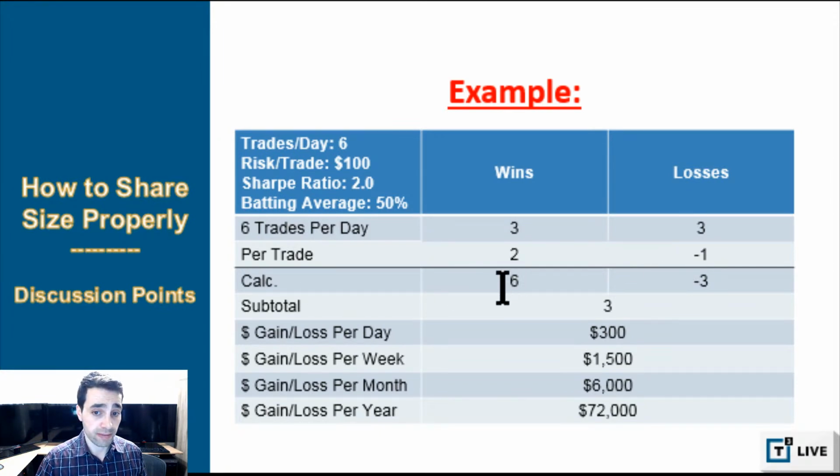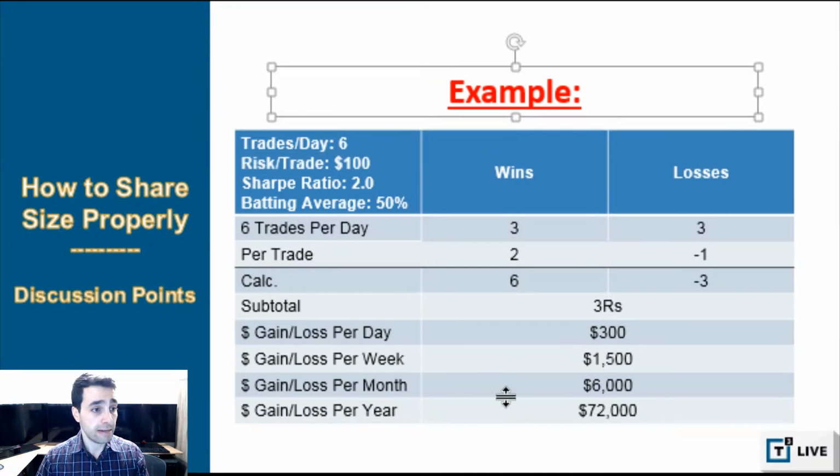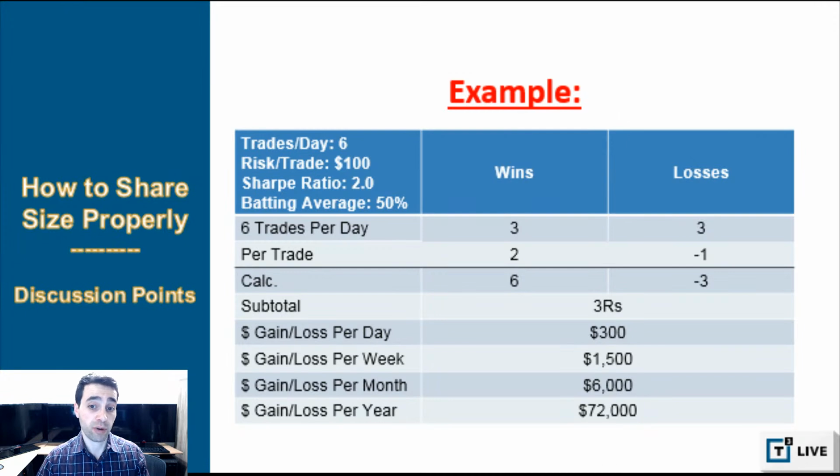So the calculation is 3 times 2 is 6. 3 times minus 1 is minus 3. The subtotal is 3. What's that mean? He makes 3 R's, or risk units, per day, which means $300 because his risk is $100 per trade. Does that make sense? And then per week times 5, that's $1,500. Per month, that's $6,000. Per year, that's $72,000. Got it? So assuming 6 trades per day, $100 per trade, 2.0 Sharpe ratio, and 50% batting average.